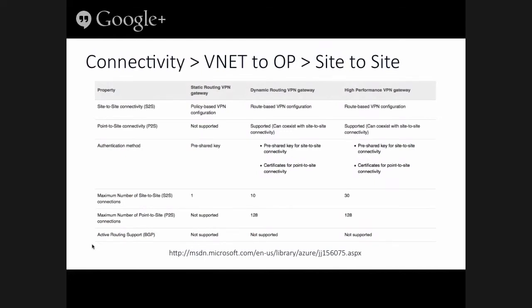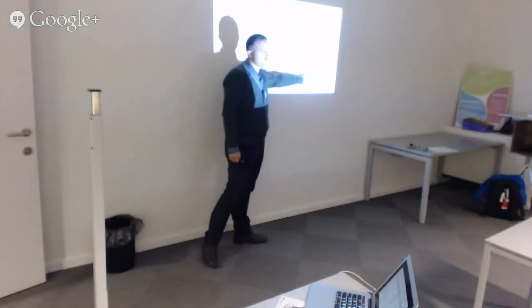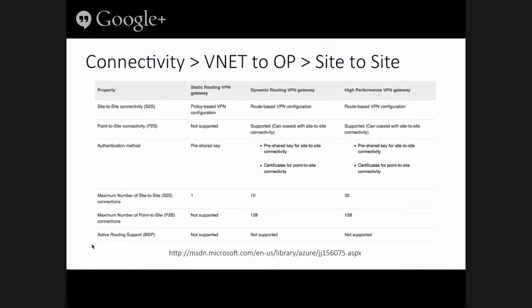So that's something you need to take into account. Another thing that's not in there is the throughput. So there's also throughput limitations there. Standard, this one is 80 megabit. This one goes up to, I think, 200 megabit. And this one can, I think, go beyond that.